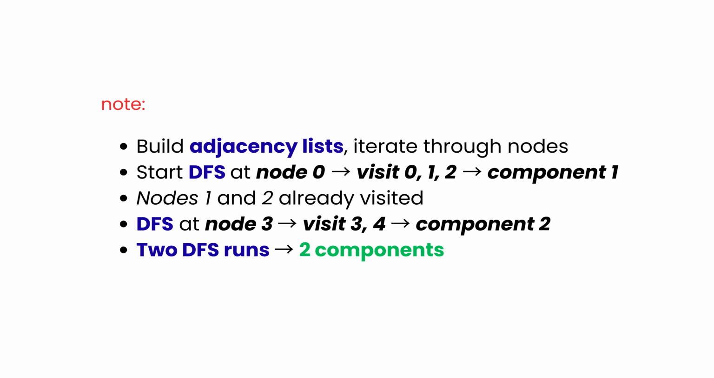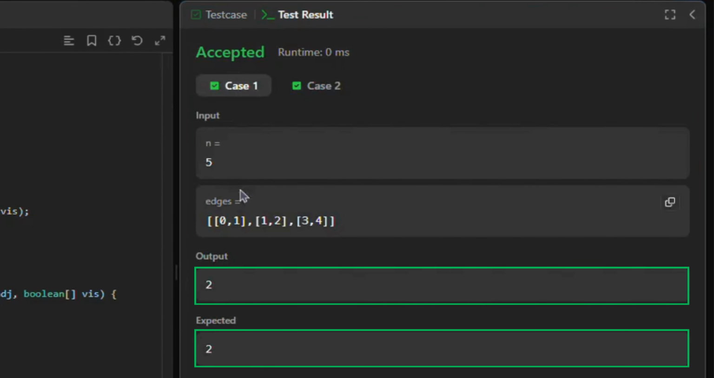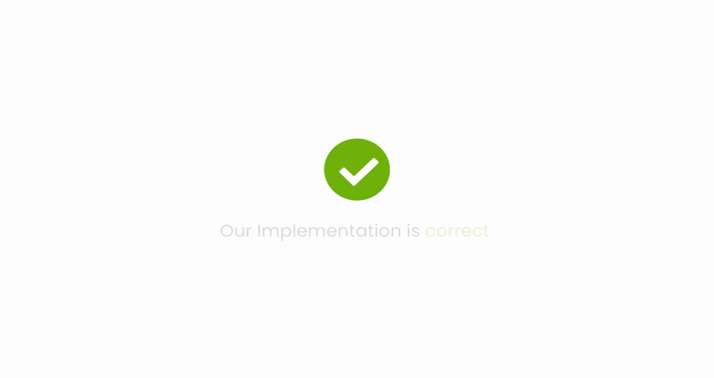Starting at node 0, DFS marks 0, 1, and 2 as visited, the first component. Nodes 1 and 2 are already visited. Node 3 is unvisited. DFS marks 3 and 4, the second component. All nodes are visited after exactly 2 DFS launches. This makes perfect sense because the graph has exactly 2 disconnected groups. So our solution checks out. The result matches the expected behavior, and the algorithm handles this test case correctly.